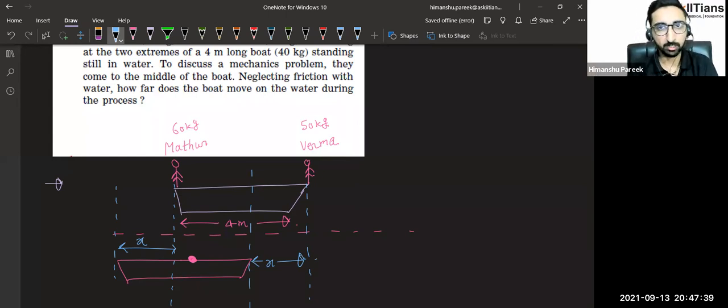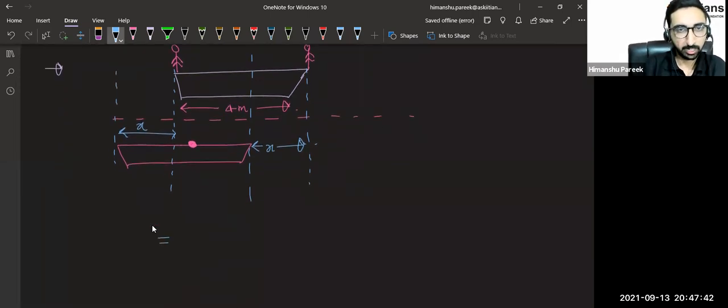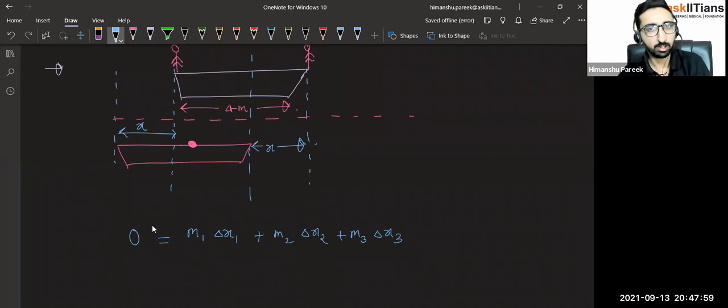Now we'll do one thing. Again, we'll apply that m1 into delta x1, change in position of one particle, plus m2 multiplied by change in position of second particle, plus m3 multiplied by change in position of third particle. The center of mass was at rest, it will remain at rest, or you can say the location of the center of mass will not change because there is no external force acting upon the system in horizontal direction. Horizontally, there is no external force. If you are thinking that the friction was there, it's an internal force, right? Action reaction. So you don't need to worry about it. m1 multiplied delta x1 plus m2 multiplied delta x2 plus m3 multiplied delta x3.